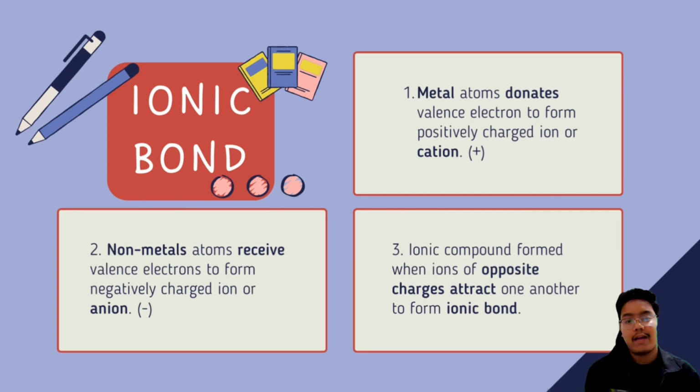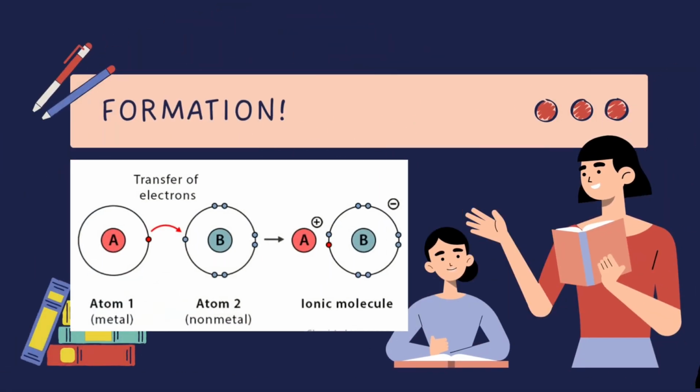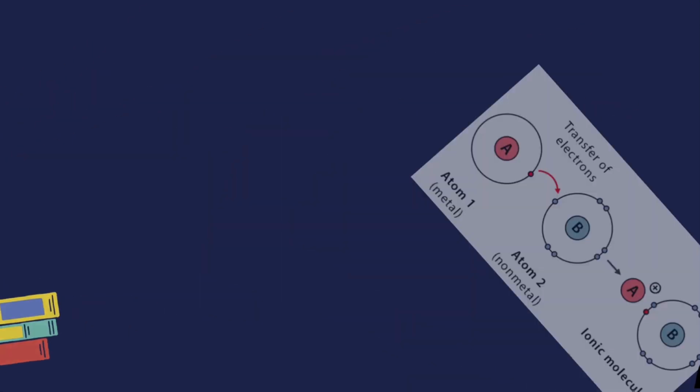As you can see, I've highlighted a few keywords. Number one, metal donates and forms cation. Number two, non-metals receive and form anion. For number three, both atoms with opposite charges are attracted to each other and form ionic bond. Now as you can see, atom 1 is metal and it will transfer its electron to atom 2, which is non-metal, and atom 1 will become positive, which is cation, and atom 2 will become negative, which is anion, and both of them will form an ionic molecule.